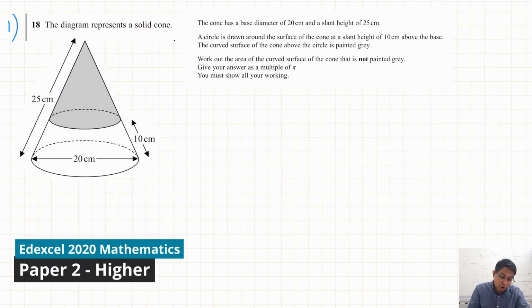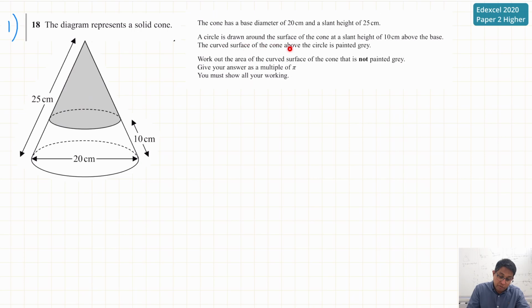Here you have a solid cone. Read the question carefully. You have all information on the diagram. What they ask you to do is work out the curved surface area of the cone that is not painted gray, this surface area in white. And you have to give your answer as a multiple of pi. You must show your working.